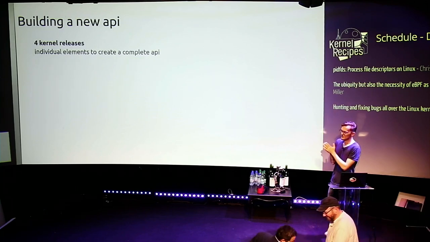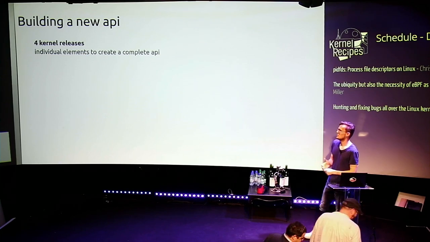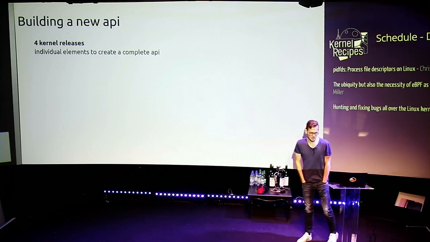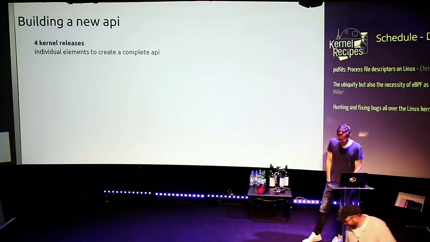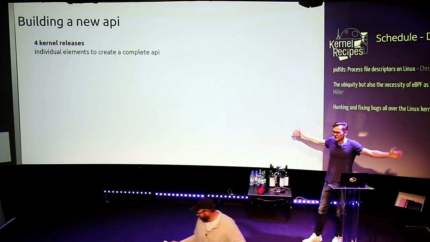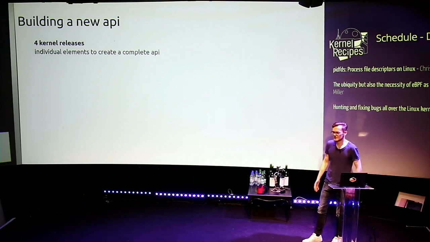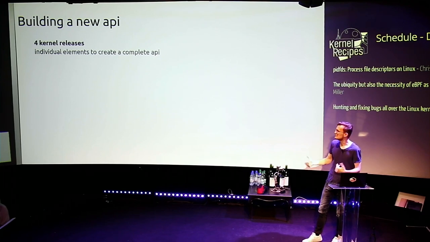So we started building a new API over four kernel releases, and we split it into individual, small elements. One of the reasons, as I said before, is related to the clonefd patch set. I didn't want to come up with a really big patch set and then just try to push for it and get all of this functionality in at once. That would have probably never happened. It would have taken a long time. People already had a lot of opinions on the way we did this, so we tried to split it out, which also gave us time to think about the individual bits and pieces of the API.